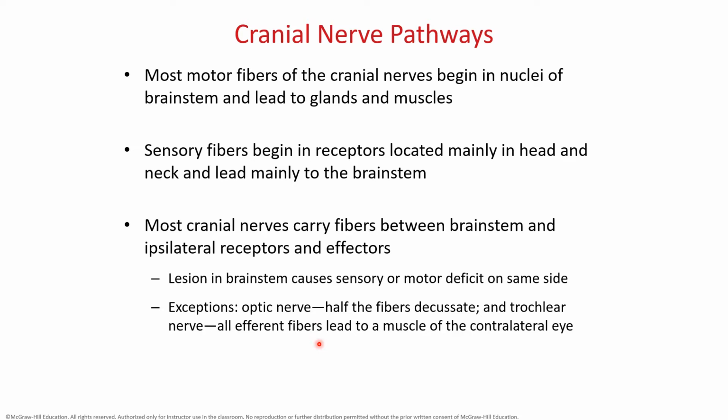Exceptions to this would be the optic nerve, where half of the fibers decussate, which means cross over, and the trochlear nerve. All of its fibers lead to a muscle of the contralateral eye. So that means the opposite eye. So instead of the ipsilateral eye, it would be contralateral, which means the opposite eye. Ipsilateral, same eye. Contralateral would be the opposite eye.